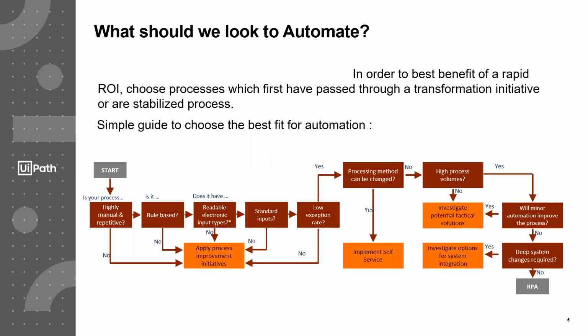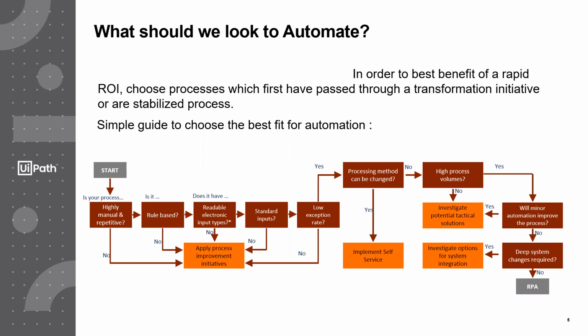So those are a few of the re-engineering things that need to be done before we jump into the automation. And below you see a simple guide to choose the best fit for automation. This is similar to what we saw earlier, but this is in flow chart form. It helps you to decide and choose the best fit, right?